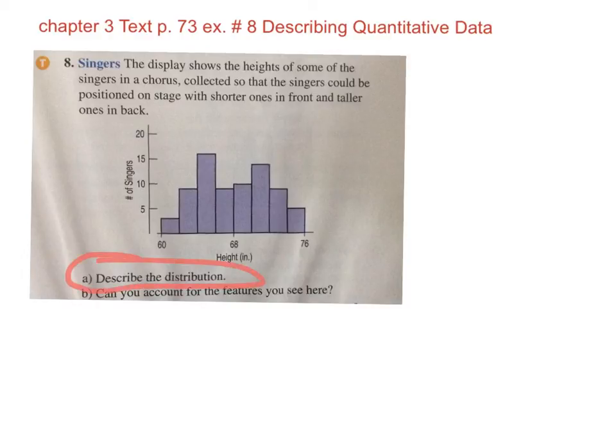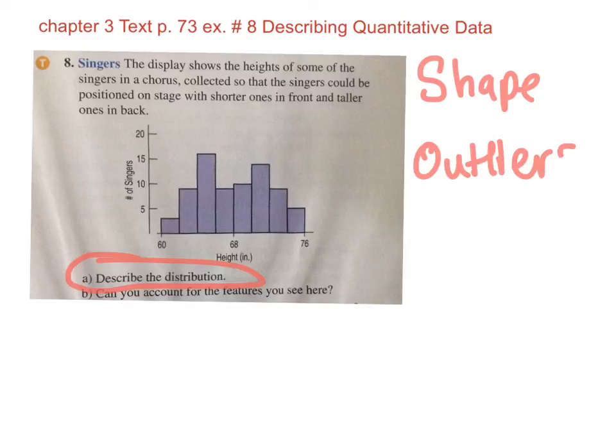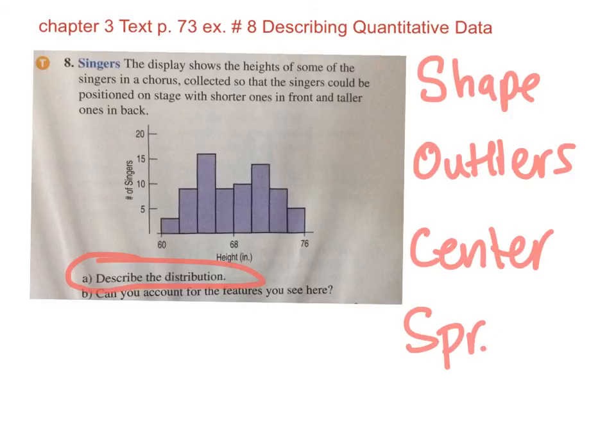Describe the distribution. So anytime we want to describe the distribution, we want to always talk about the shape. We want to talk about if there are any outliers. We also want to talk about the center, and we want to talk about its spread.